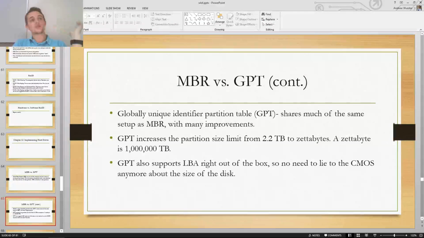Also, GPT allows LBA right out of the box, so no need to lie to the CMOS anymore. Right?